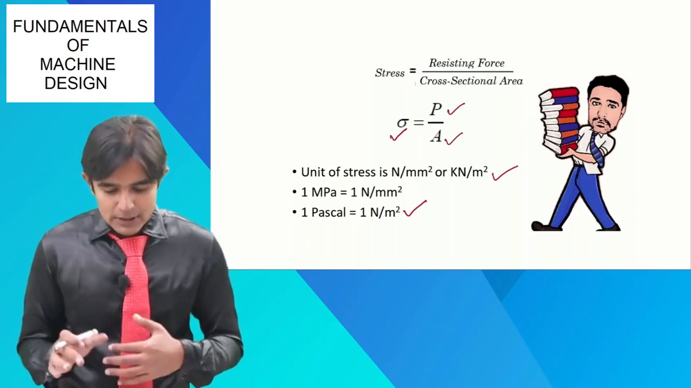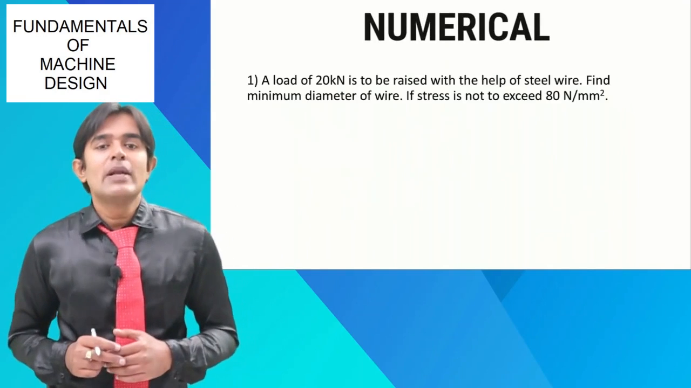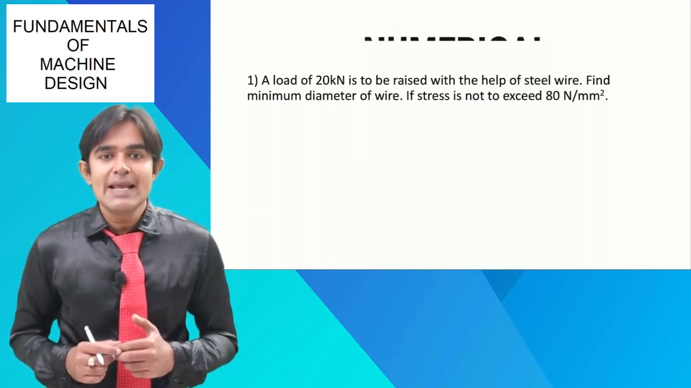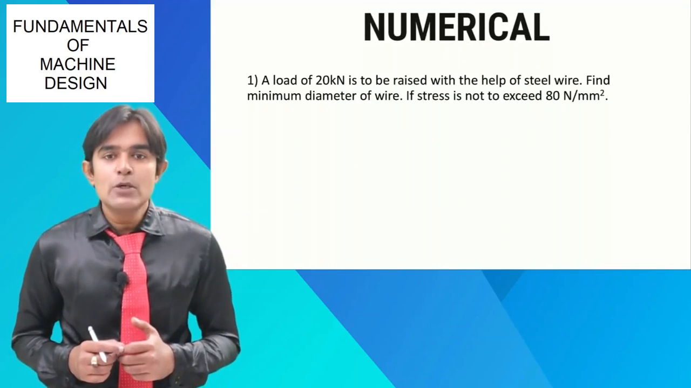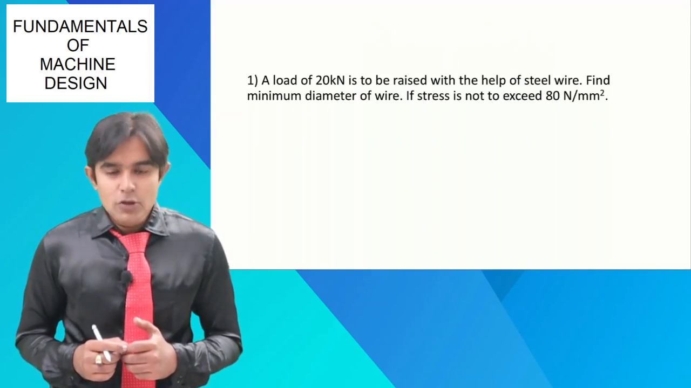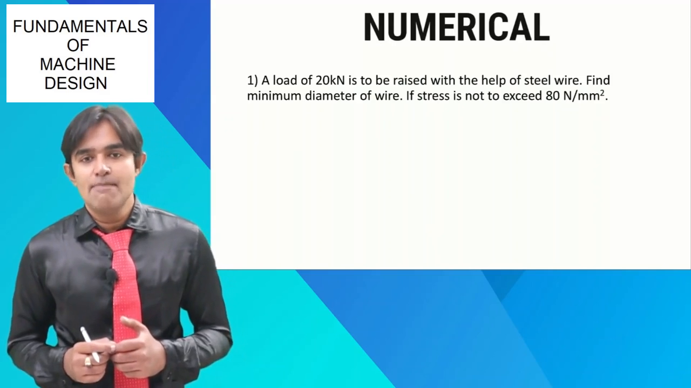Let us move further. There is one numerical, so let us solve it. A load of 20 kilonewton is to be raised with the help of steel wire. Find minimum diameter of wire if the stress is not to exceed 80 Newton per mm square.